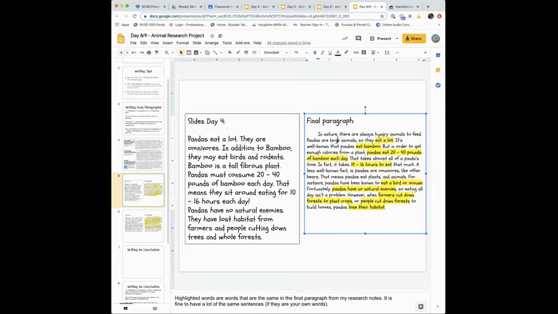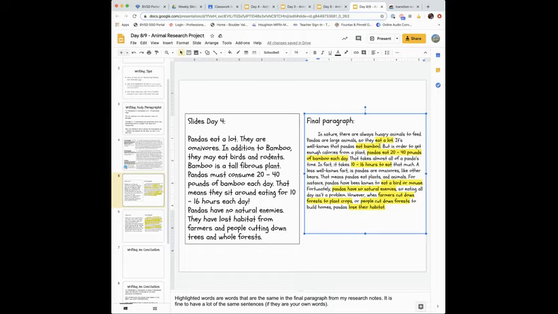Okay, the next thing was, in addition to bamboo, they may eat birds and rodents. And bamboo is a tall fibrous plant. Pandas must eat 20 to 40 pounds of bamboo each day. And again, I wanted it to sound really cool. So what did I already know before I started doing my research? I already knew pandas eat bamboo. I didn't know that they also ate birds and rodents. Rodents seem like a word that a lot of third graders might not know. So I decided to change it to an example of a rodent further down in my paragraph.